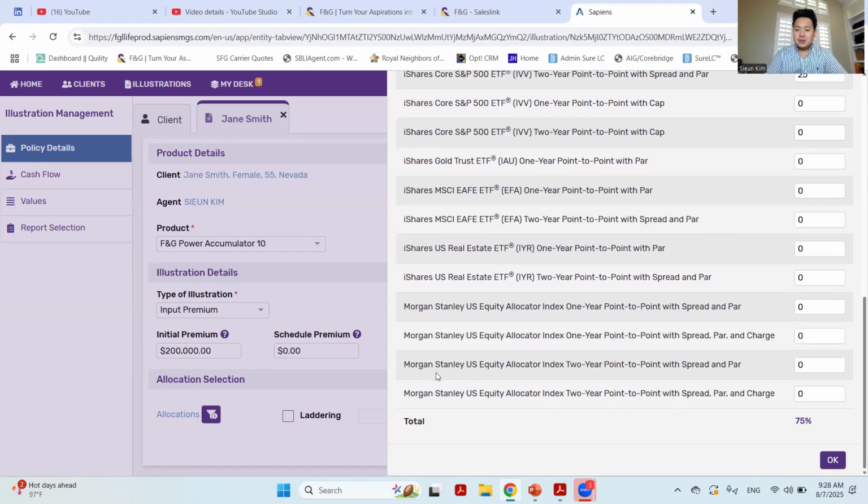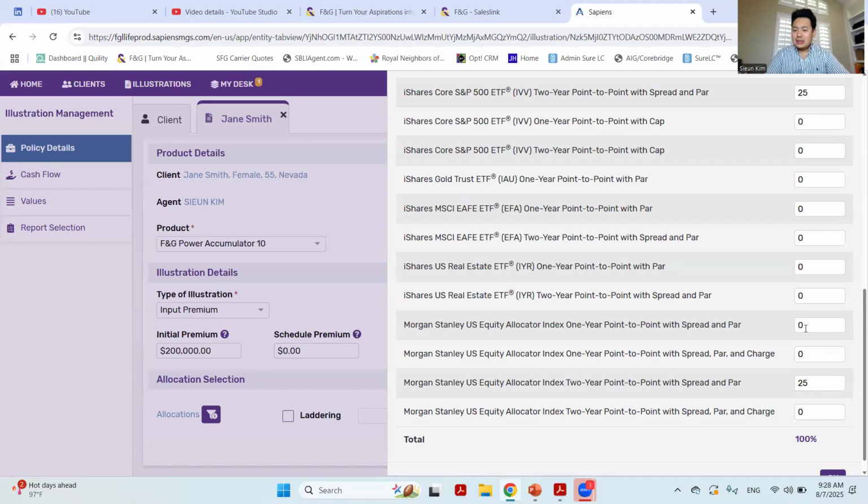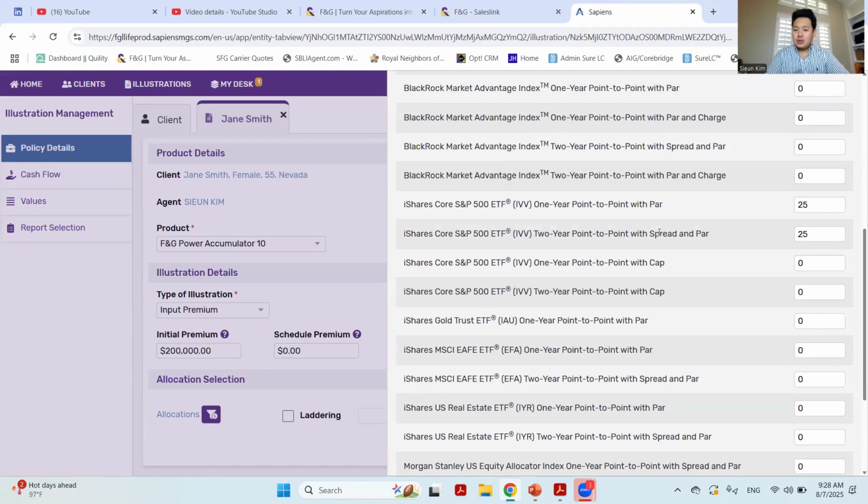Morgan Stanley has been doing pretty well. Morgan Stanley 2 year point to point. There is one without the fees, without the charge. So I put 25%. So when you do that, that means we put 25% on Morgan Stanley 2 year. iShares 2 year point to point, you put 25%. iShares Core S&P 1 year point to point with participation for 25%.